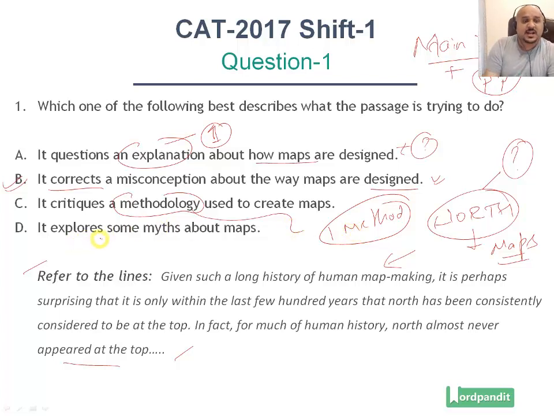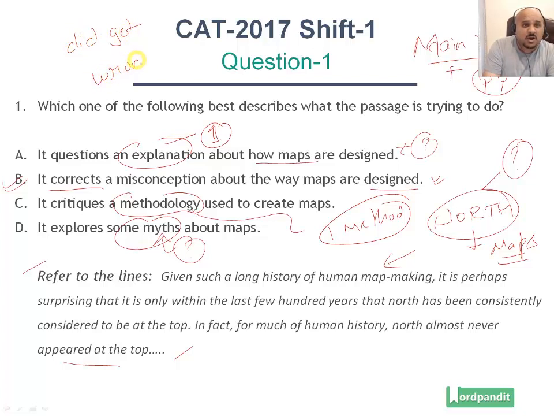Now option number D, it explores some myths about maps. Now what would these myths stand for? These myths would basically be things or statements which are considered about maps which are probably not valid, which are probably false. These are stories about maps, things about maps which might not necessarily be true. Is he explaining any one of these things? No, he is not. He's just explaining one thing about maps, how did we get them? How did we get them wrong, right?